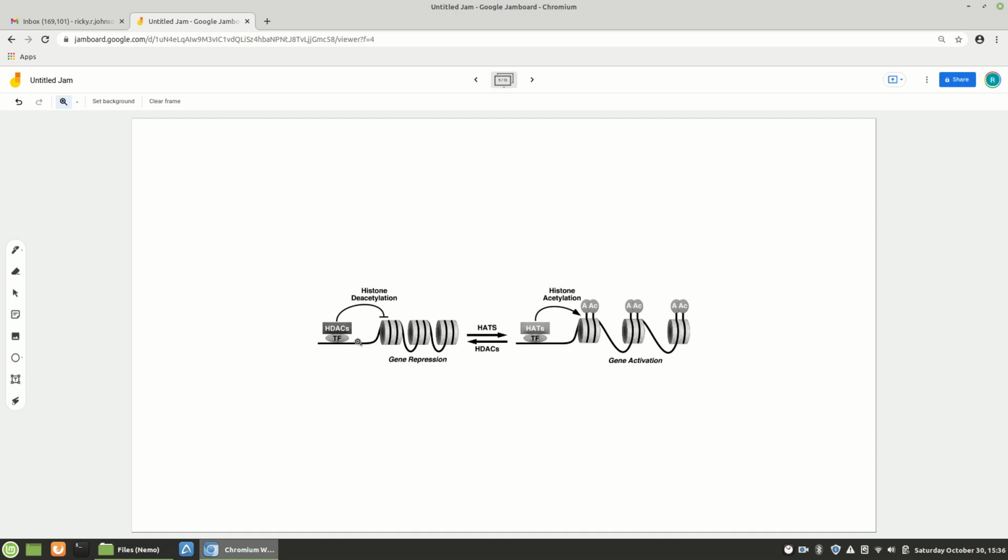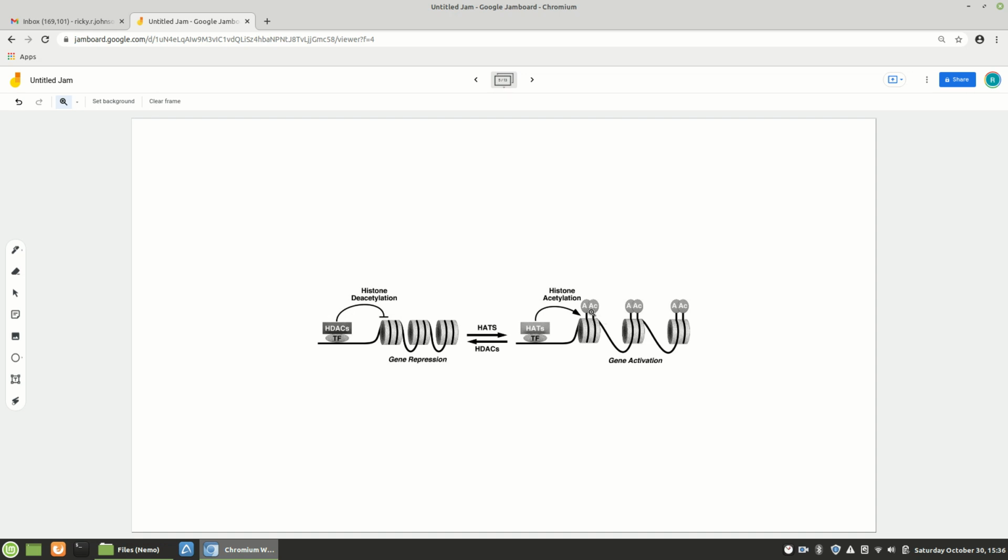Now over here we have it compacted. The thing that causes the compaction, we call them HDACs, however you want to say it. And again, it will bind to a transcription factor that will cause the deacetylation. So notice we call this deacetylation, and we call this acetylation over here.